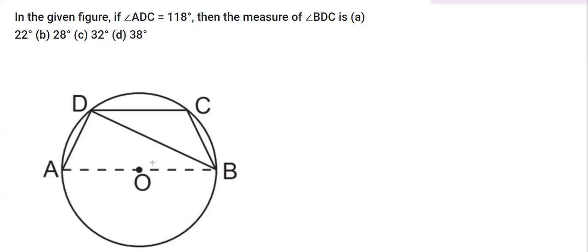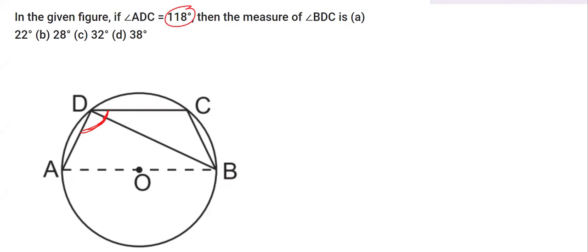We have another question based on angle in a semicircle. Let's see what it says. It says the figure drawn here, and we are given the measurement of angle ADC. You can see this is angle ADC. Its measurement is given as 118 degrees. This whole angle ADC is 118 degrees.